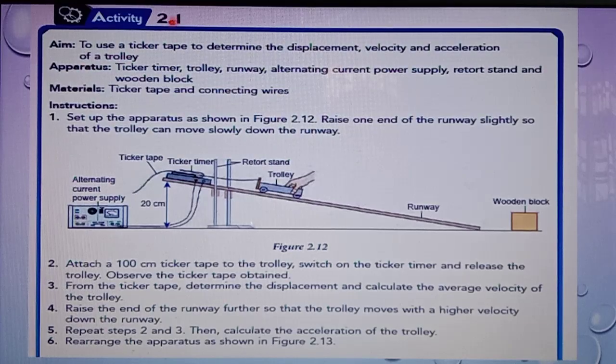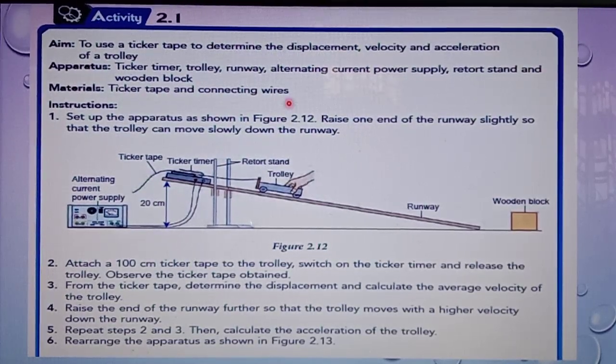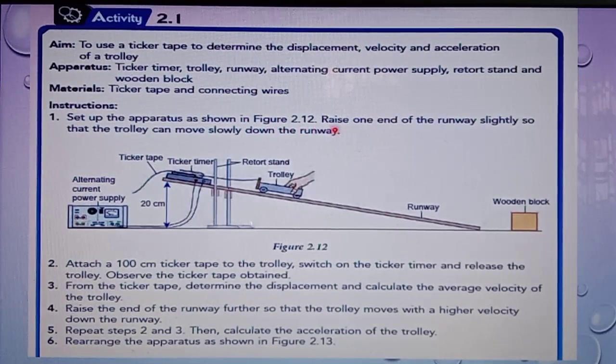So in your textbook, that's Activity 2.1. You can refer to your textbook. The aim of this activity is to use ticker tape to determine displacement, velocity, and acceleration of a trolley. Apparatus needed: ticker timer, trolley, runway, alternating current power supply, retort stand, and wooden block. Material: ticker tape and connecting wires. Instruction: we set up the apparatus as shown in Figure 2.12. Raise one end of the runway slightly so that the trolley can move slowly down the runway. Here, you can just increase or decrease the height.